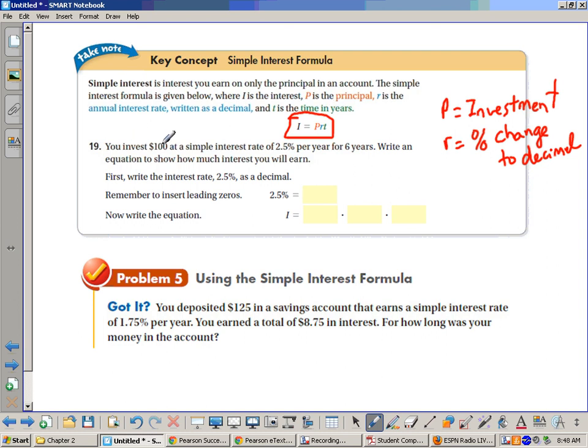So here's a simple example. We have $100 that we're going to earn simple interest of 2.5% for 6 years. So we know that 2.5 really is going to be 0.025 as a decimal. So we're just going to substitute everything in. We have $100. We have 0.025 as our rate, and 6. So we're just going to multiply all these. So 100 times 0.025 times 6. And we get 15 is the amount of interest that we earned off of $100 being put into an account.